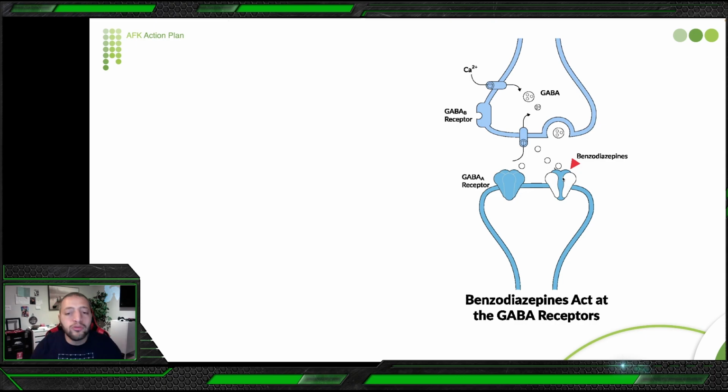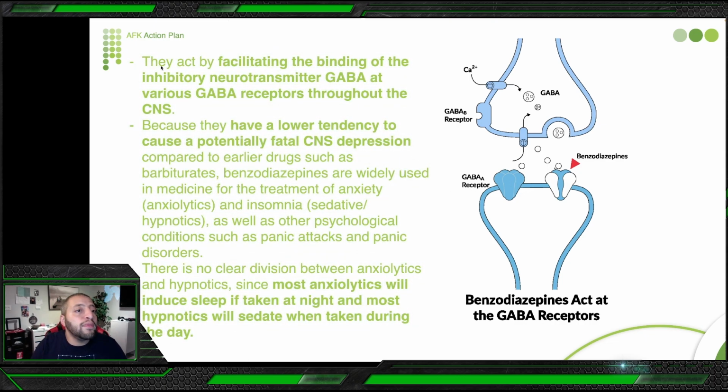Meaning you go into sedation. So they act by facilitating the binding of the inhibitory neurotransmitter, which is GABA, at various GABA receptors throughout the CNS. Because they have a lower tendency to cause a potentially fatal CNS depression compared to earlier drugs such as barbiturates, benzodiazepines are widely used in medicine for the treatment of anxiety as an anxiolytic, for treating insomnia as a hypnotic also, as well as other psychological conditions such as panic attack and panic disorder.